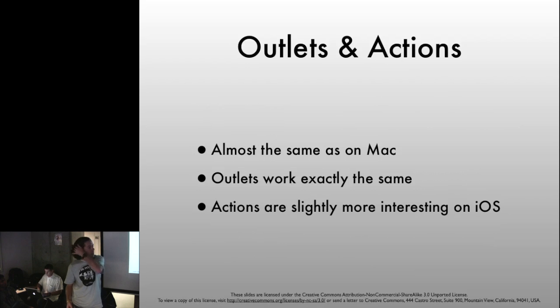Okay, so just like on Mac, iOS also has outlets and actions. That's how you can reference your user interface elements and how you have your interface elements send callbacks back to your code. Outlets are exactly the same. Those work exactly like on Mac. You just flag your instance variables or your properties as being IB outlets and then connect them in Interface Builder. Actions are rather more interesting on iOS.